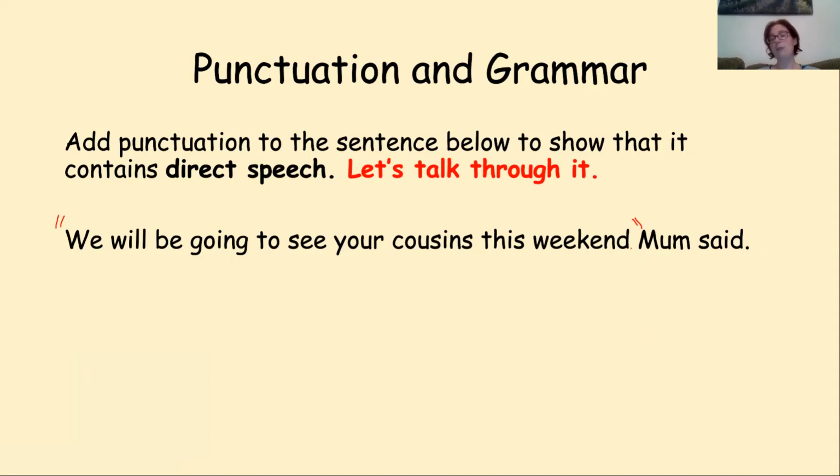Now if mum was shouting, we could use an exclamation mark. If she was asking a question like, "Are we going to see your cousins this weekend?" Then we could use a question mark, but she's doing neither of those things. So what we're going to use is a comma. Now notice also that my comma is in front of my inverted commas. We did talk about that last term when we covered direct speech. You need to have your final punctuation before your inverted commas.